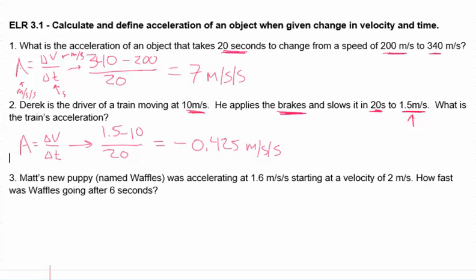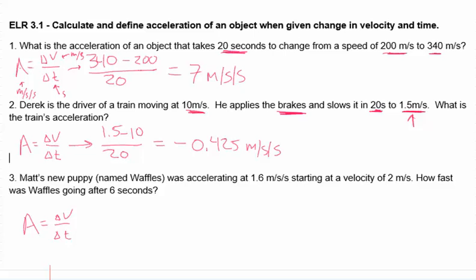The last one is a little bit more challenging because it's asking us for one of these velocities. Like how on the Derek question, it gave us both of the velocities. This time we're being told all the other pieces except one of the velocities. So this one's a little bit harder. We're still going to be using the exact same equation, change in velocity over change in time. And we're going to go very carefully and make sure that we pay attention to our signs also.